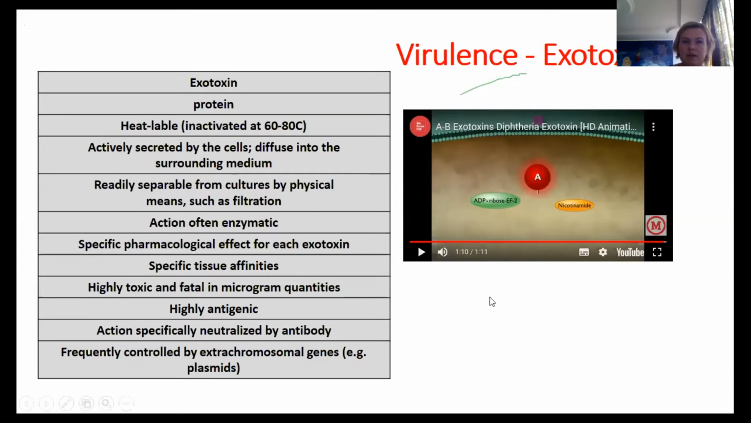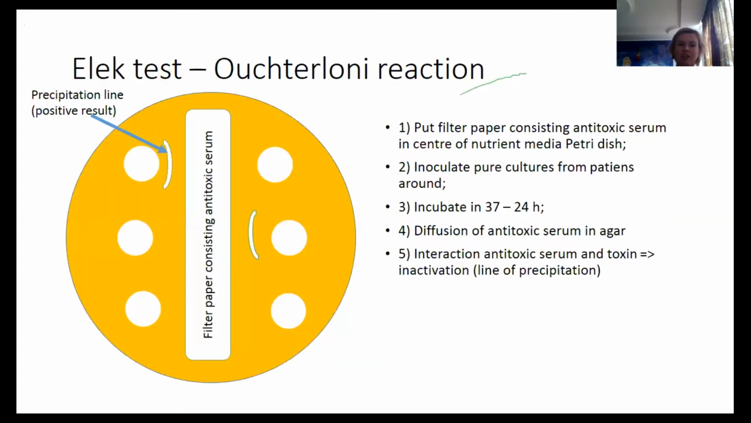How can we detect exotoxin production in vitro? By the Ouchterlony reaction in Russian literature, or the Elek test in English literature. What should you do? You should prepare the media consisting of serum. Put filter paper in the center of the media containing the antitoxic serum. After that, you inoculate the culture from each sick person. Incubate in a thermostat for 24 hours at 37 degrees.